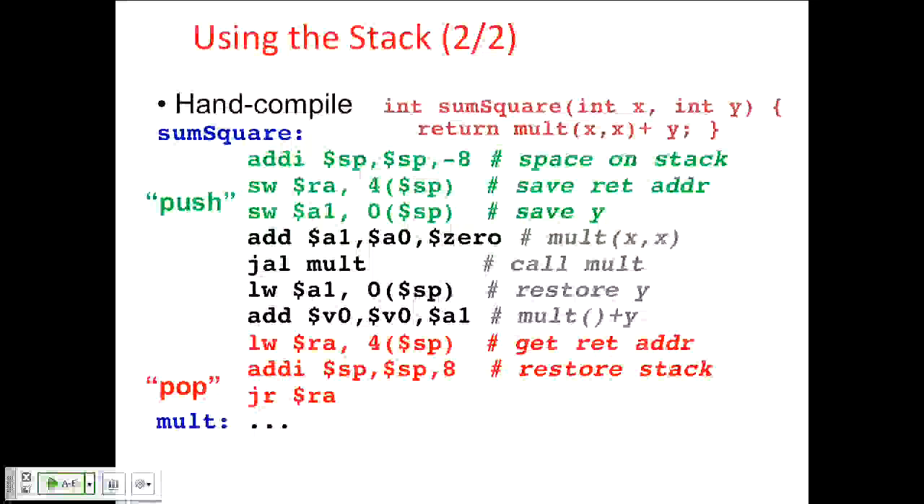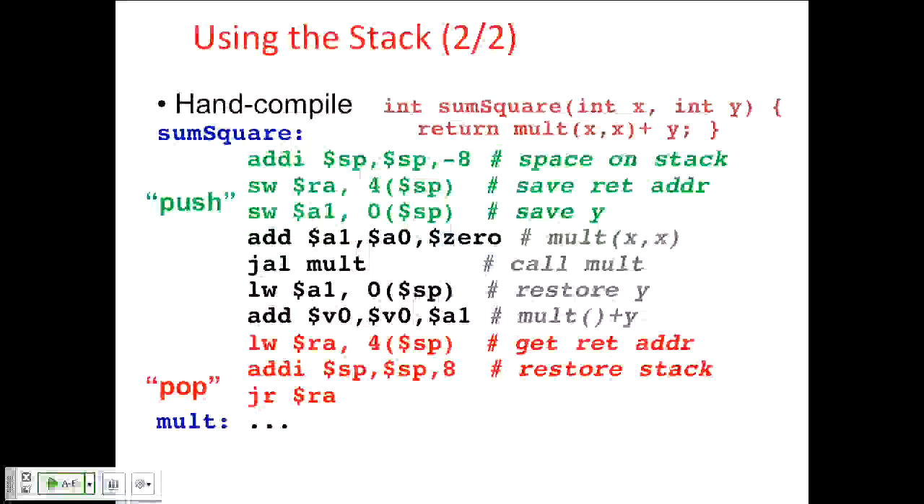So remember, the convention is that A0, 1, 2, 3 are the 4 arguments to a function. Registers V0 and V1 are the values coming back from a function. So the return result here from the multiply function call is in V0. We add Y to it, just overwrite V0 again, because now V0 will become the return value from this function, sum square, going back to whatever called sum square.